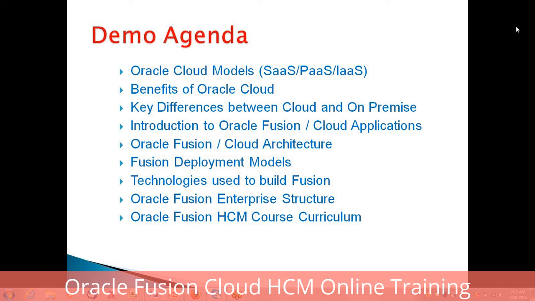And we will also introduce Oracle Fusion or cloud application, and we will focus on cloud architecture, and also we will talk about the deployment models, technologies used to build Fusion or the cloud, and we will also focus slightly on the Fusion enterprise structure, how it is different from the present applications. And I'll share the course curriculum we are going to cover.